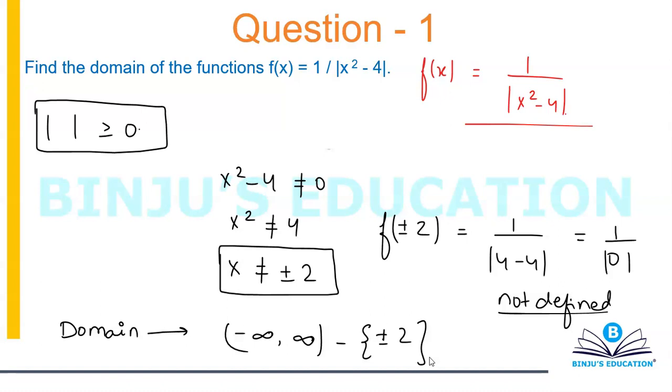For example, replace it by 1, you'll get 1 over 3. Replace it by 0, you'll get 1 over 4. Replace it by 5, you'll get 1 over 21. Replace it by minus 5, you will again get 1 over 21. Replace it by, let's suppose, 10, you will get 1 over 96. Replace it by minus 10, you will again get 1 over 96.